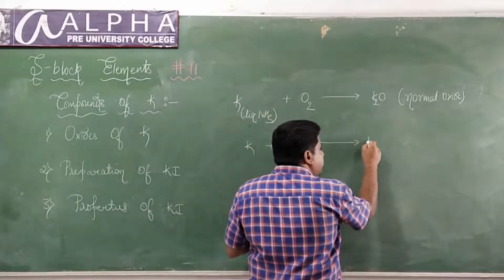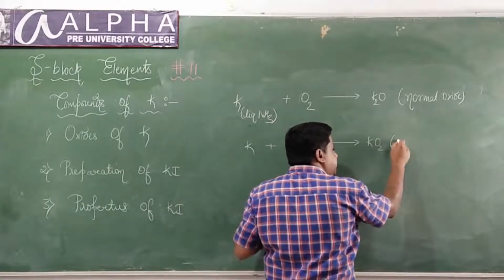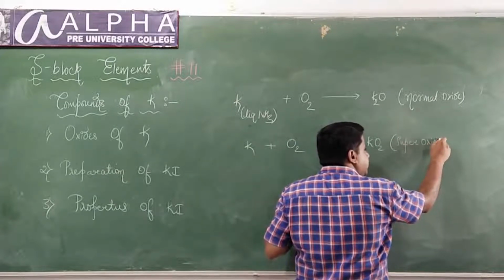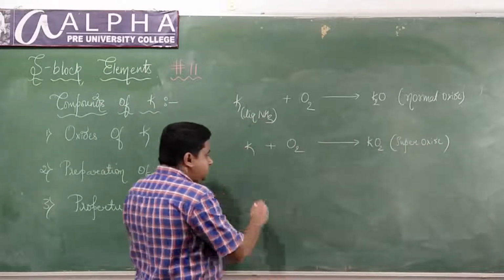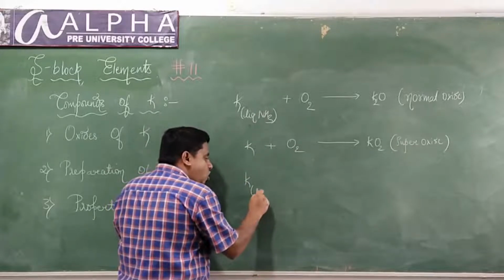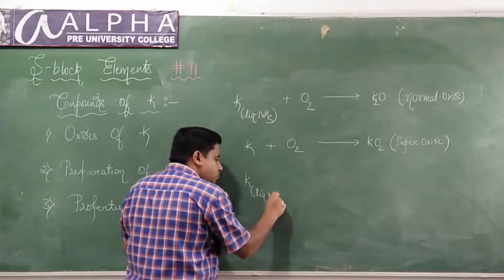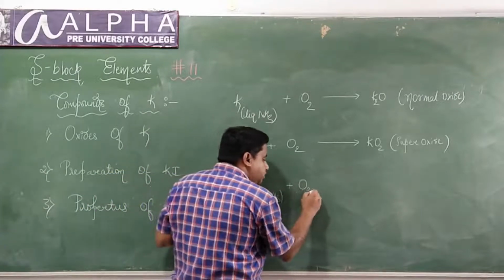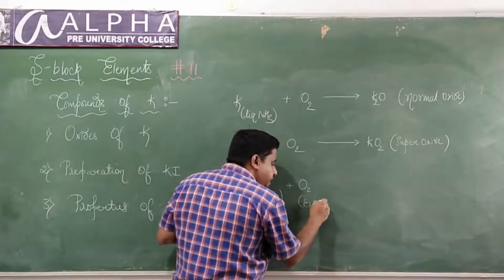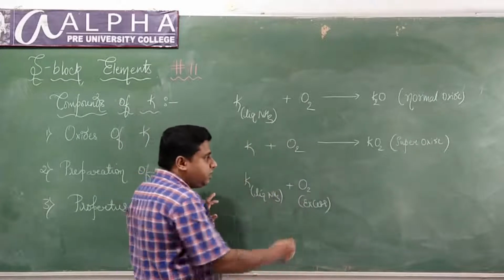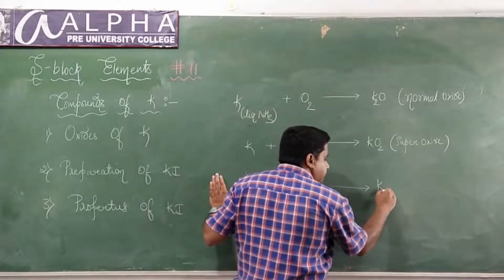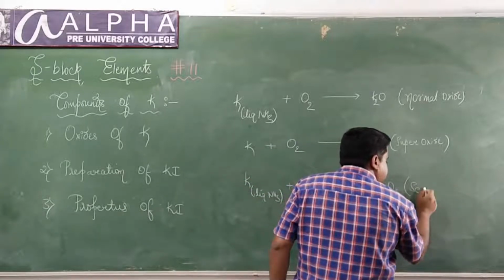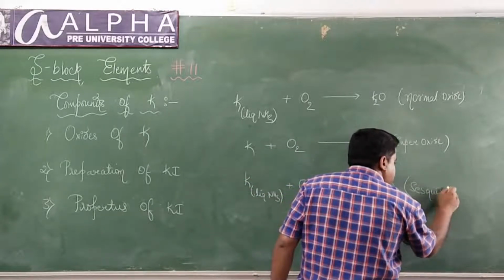But if potassium directly reacts with oxygen, then we are going to get potassium superoxide. And if potassium dissolved in liquid ammonia reacts with excess of oxygen, then we will be getting potassium sesquioxide. I hope you got it.